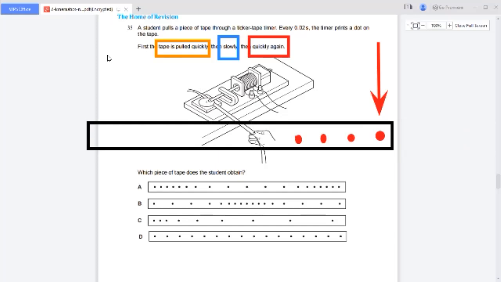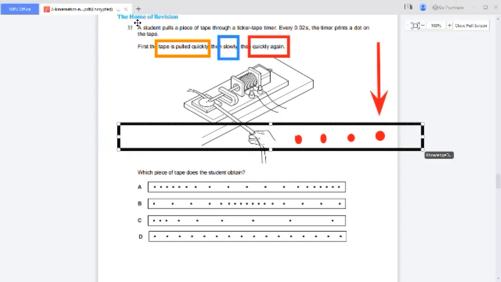But if you pass it quickly, then the distance between these dots will increase. The distance between two consecutive dots would be large when it is passed quickly, because the time is fixed and the tape will travel more distance compared to the slower one. So the conclusion is the dots would be closer when the tape is moving slowly, and the dots would be away from each other when it is passing quickly through that particular machine.